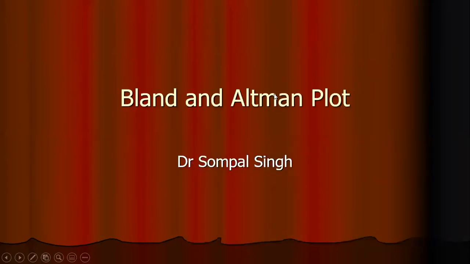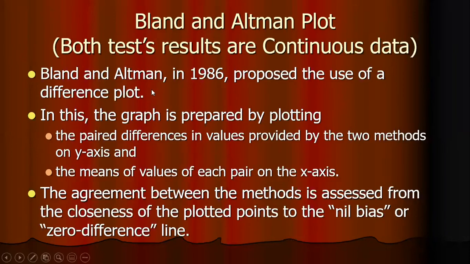Then we come on to the Bland and Altman plot. The Bland and Altman plot is used when both test results are continuous data. Bland and Altman in 1986 proposed the use of a difference plot. In the Bland and Altman plot, the graph is prepared by plotting pair differences in values provided by two methods on the y-axis and the means of values of each pair on the x-axis.